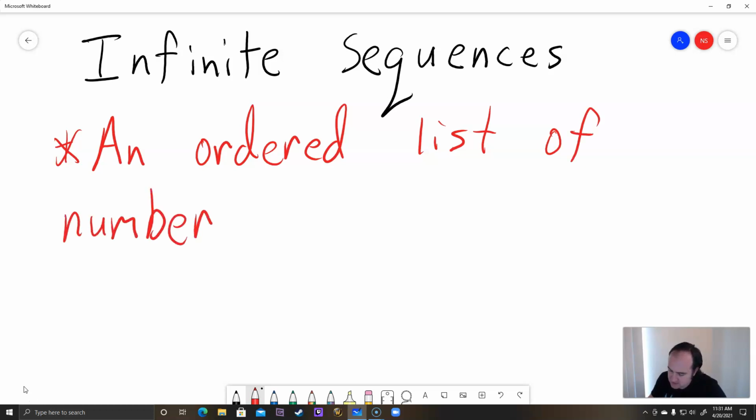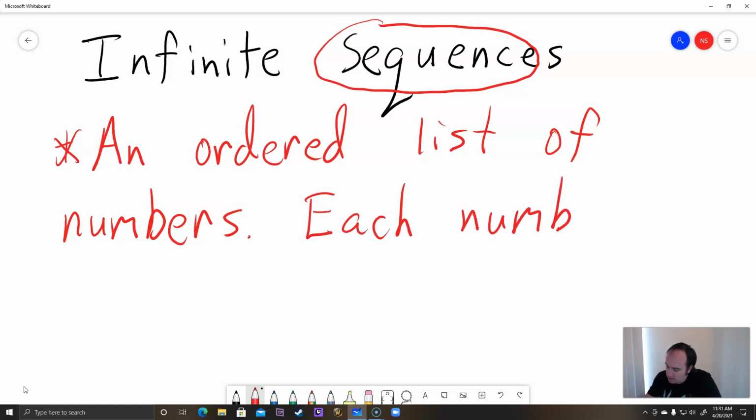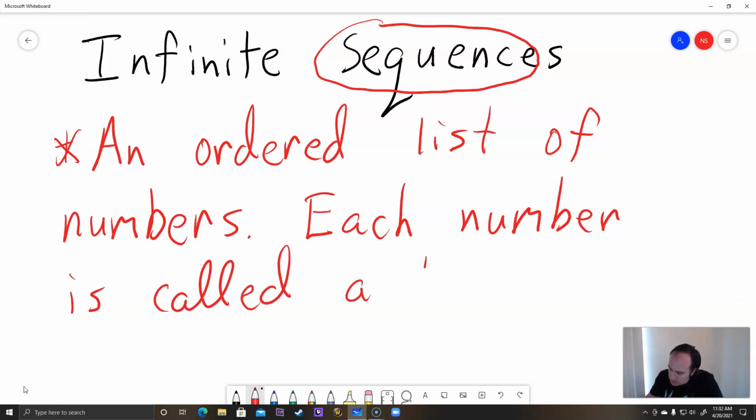Well, actually, that's the definition of a sequence. Okay? So a sequence is an ordered list of numbers, and a sequence can either be finite, which means it has a countable number of terms, or it can be infinite, and we're focusing on the infinite ones here. Okay, so an ordered list of numbers, each number is called a term of the sequence.